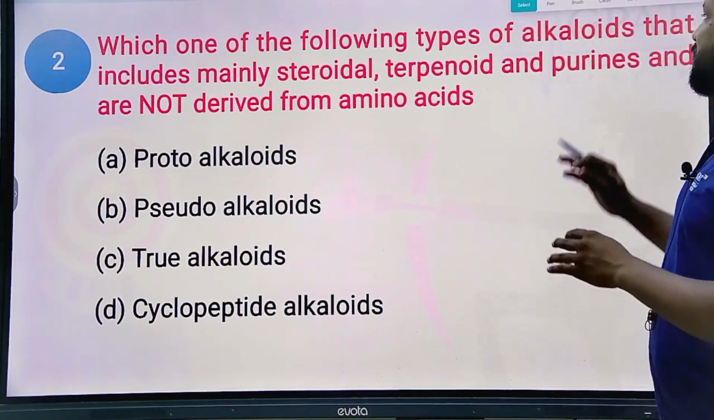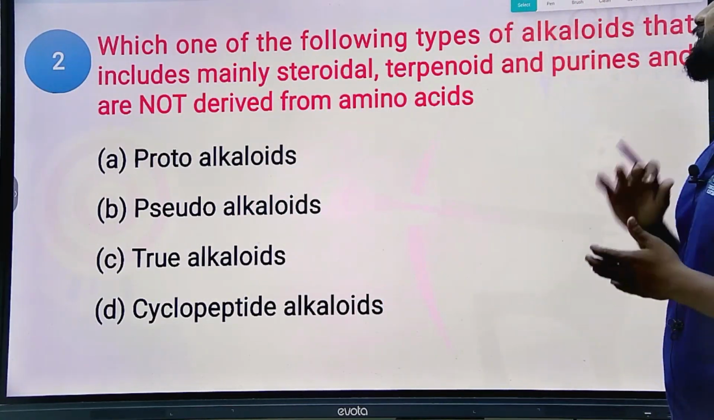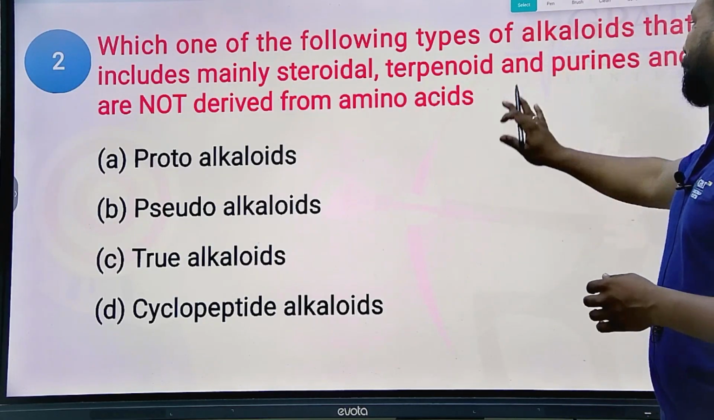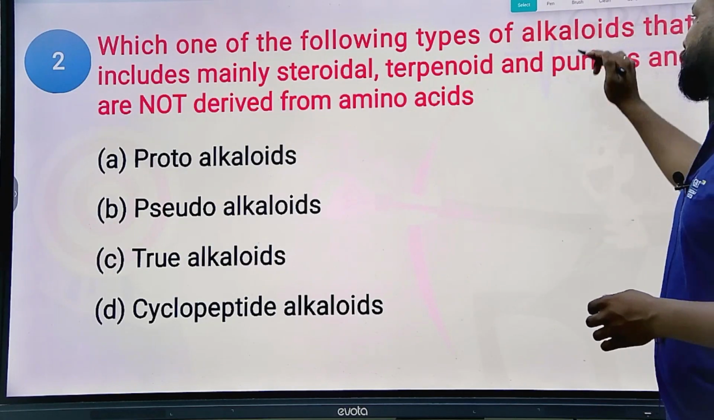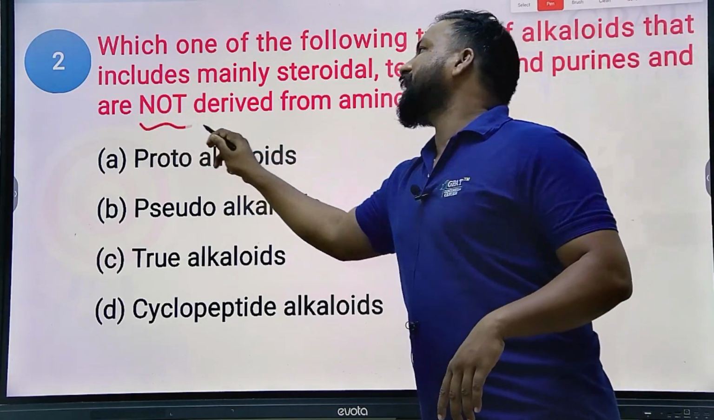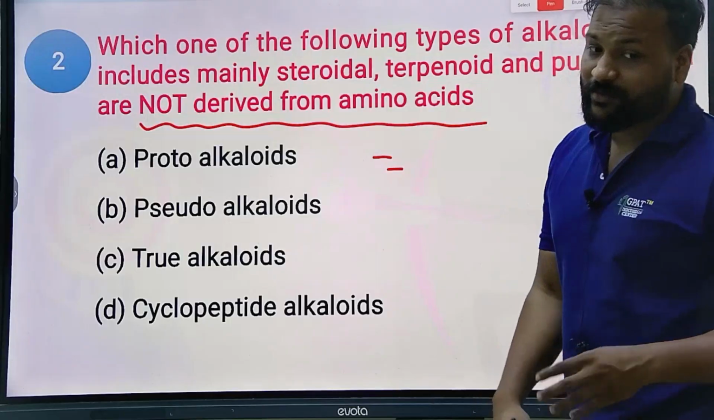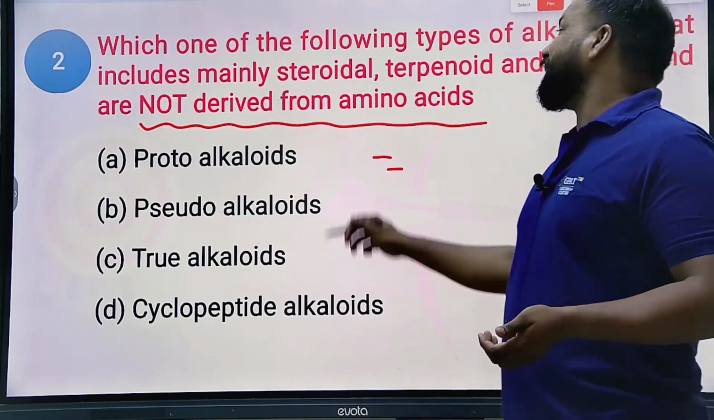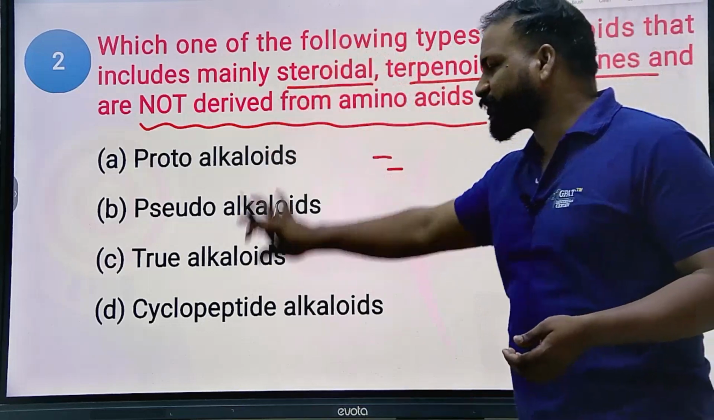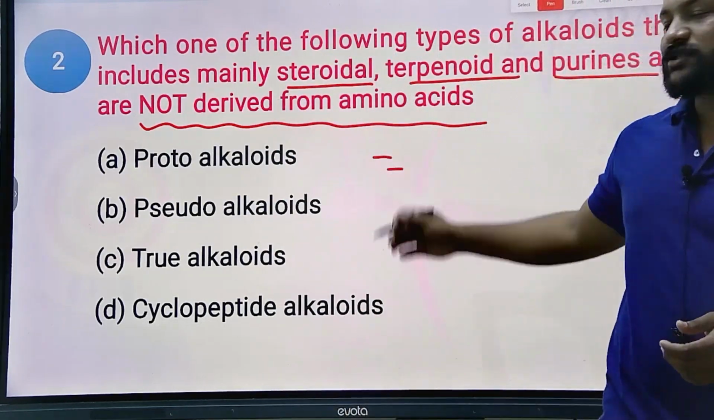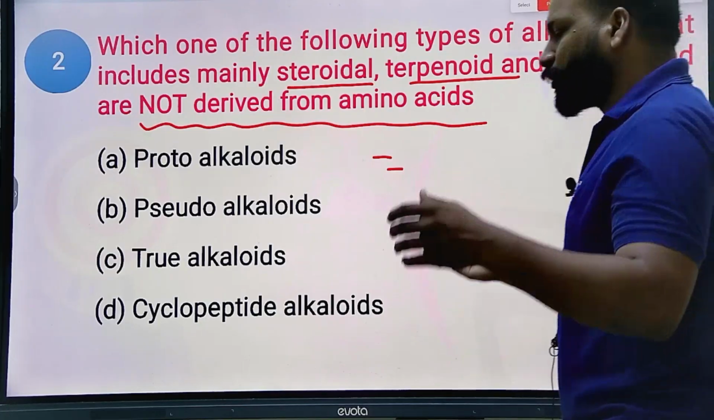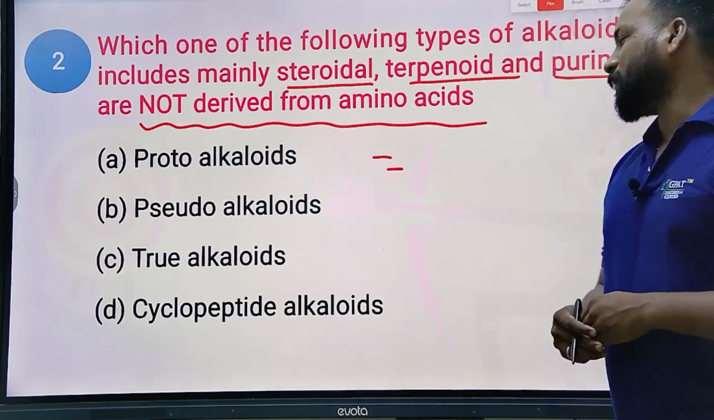Which of the following types of alkaloids includes mainly steroidal, terpenoid, and purine, and are not derived from amino acids? Here the examiner gave you two hints: not derived from amino acids, and mainly steroidal, terpenoidal and purine. They come under which classification? The options are proto-alkaloids, pseudo-alkaloids, true alkaloids, and cyclopeptide alkaloids.